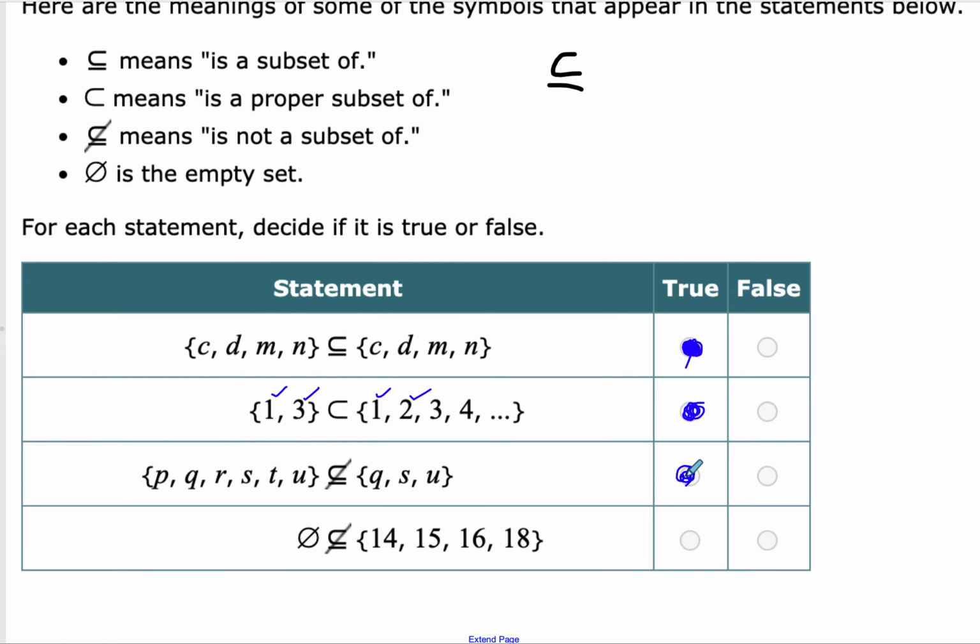And then for my last one here, the empty set is not a subset of this set, and that is absolutely false. The empty set is a subset of every set. Let me type that out. The empty set is a subset of every set.